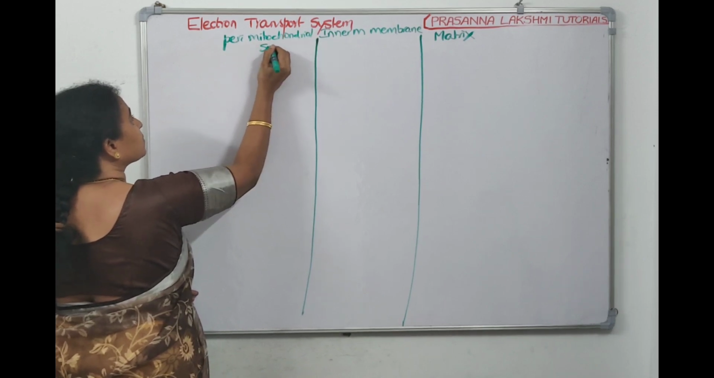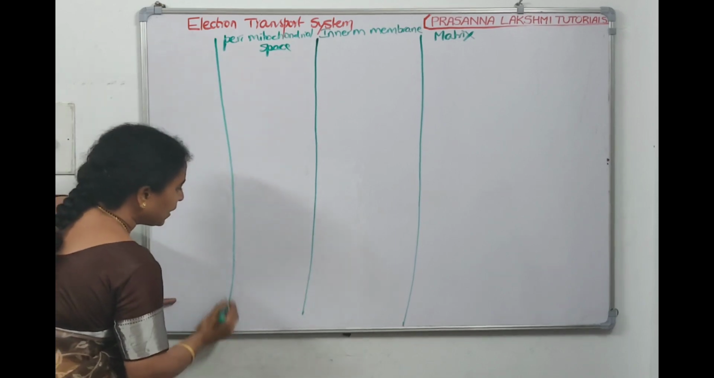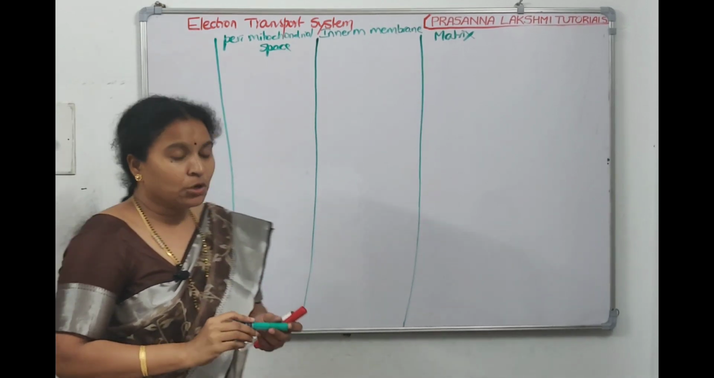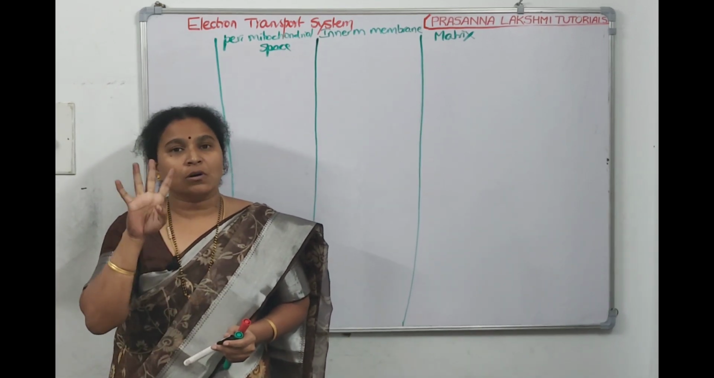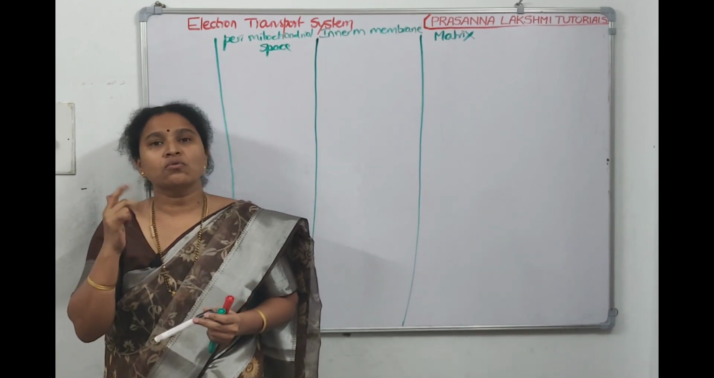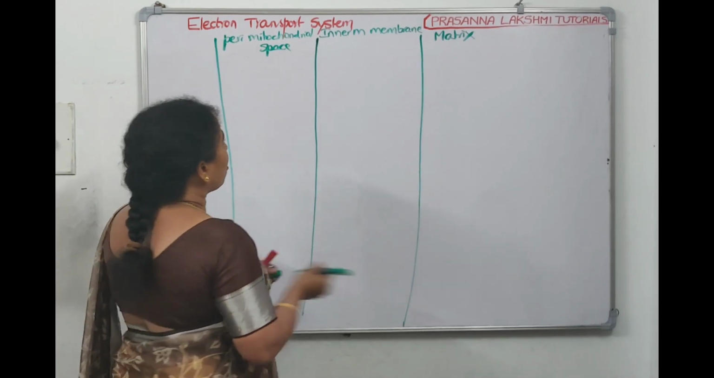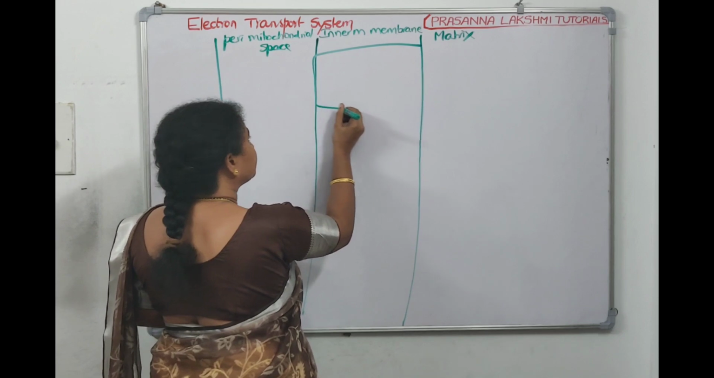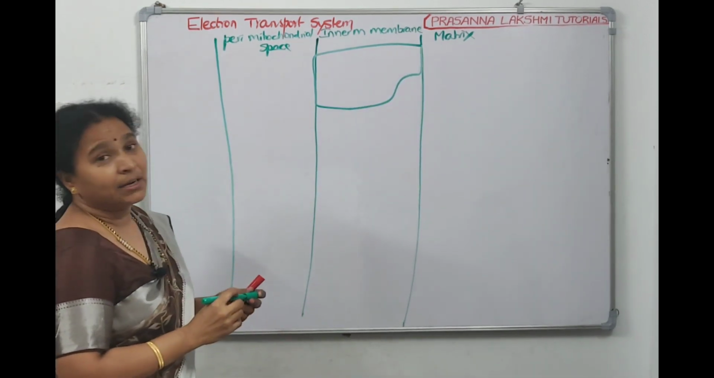Perimitochondrial space. Right? So this is the outer membrane and this is the inner membrane. So this is the space. I told you the electron transport system comprises 4 electron complexes: complex 1, complex 2, complex 3 and complex 4. If we have to see complex 1, so this is complex 1.